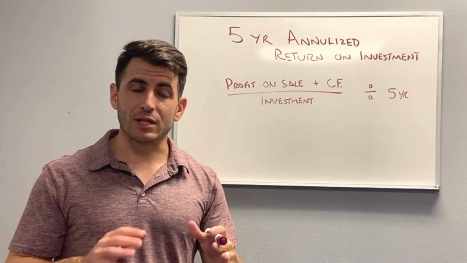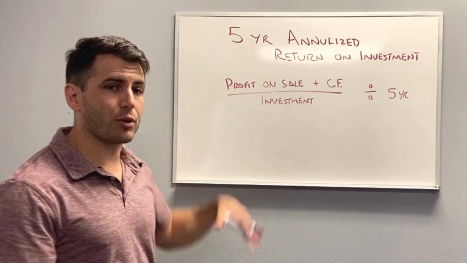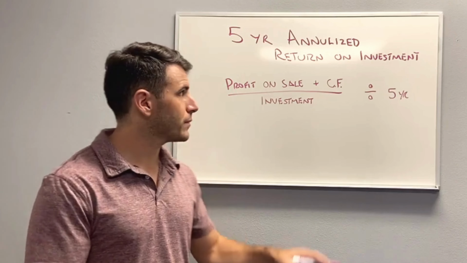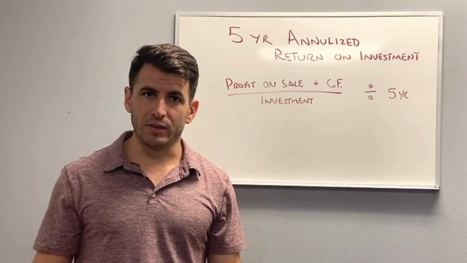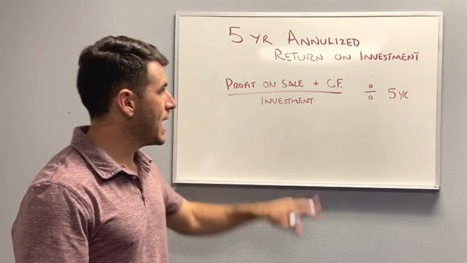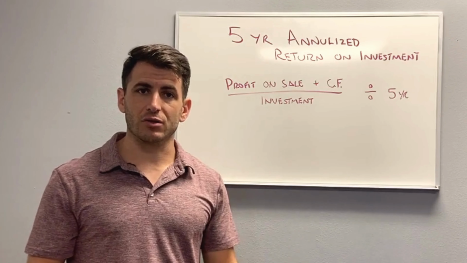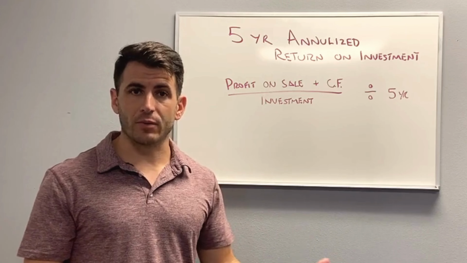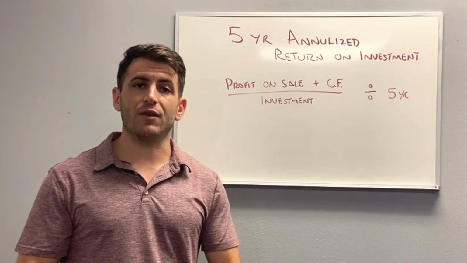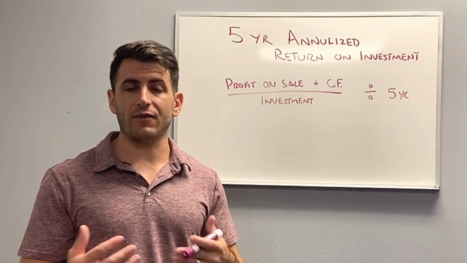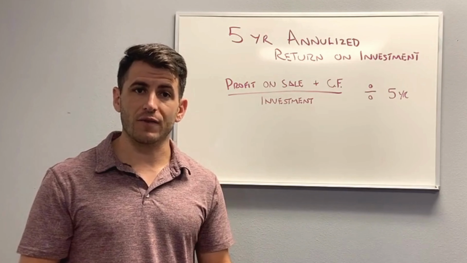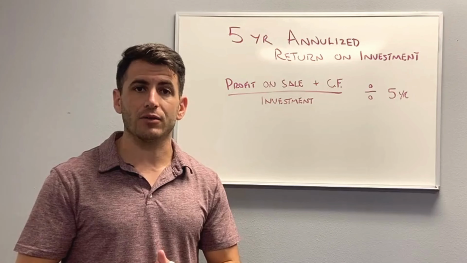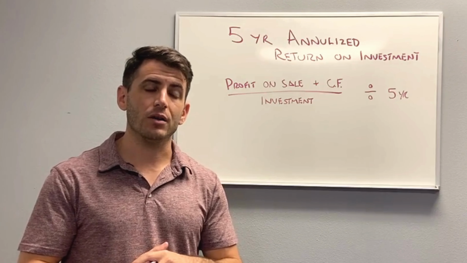This equation is relatively simple. We're going to take the profit on the sale of property, and I'll break that down more in the example. We're going to take the cumulative cash flow over 5 years, and we're going to divide all of that by our initial investment. That's going to give you your total return. We'll divide that by the number of years, in this case 5, to give us our annualized 5-year return on our investment. This will make a lot more sense in a second, so watch until the end as I break down my example property, which we call Kim Street.